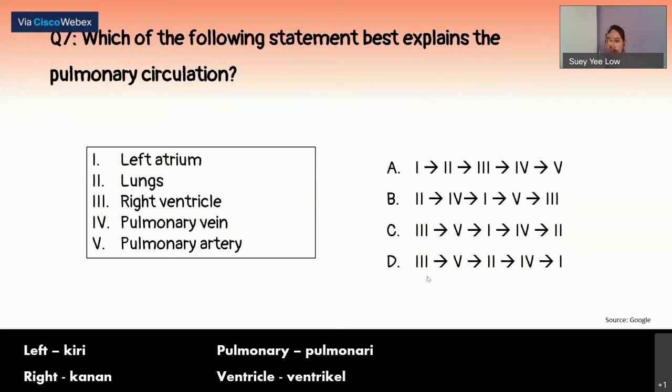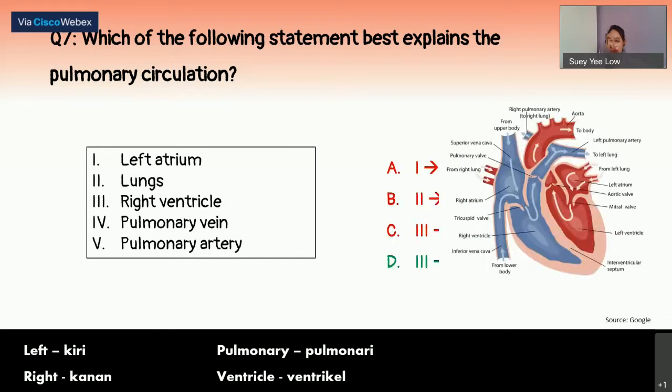D says go from right ventricle, then go to pulmonary artery, then go to lungs, then go to pulmonary veins, then go to left atrium. Is it correct? Yep, the answer is D. Okay, so as you can see from this side, it is from our right ventricle, then go to pulmonary artery, then goes to lungs, then come back from pulmonary veins, then go to left atrium. You get the answer, right? Okay, good job.